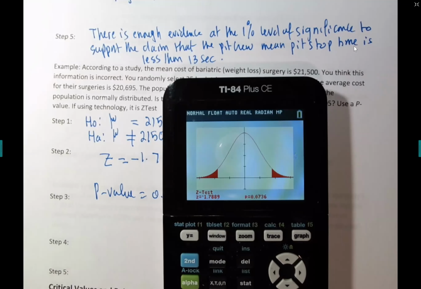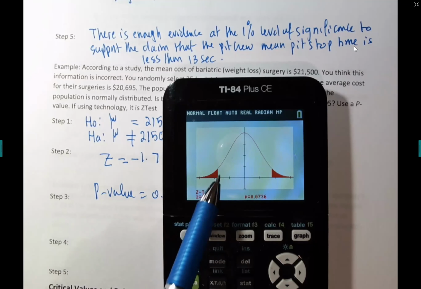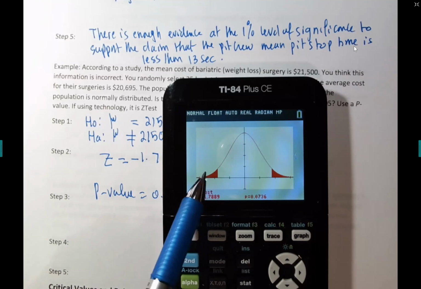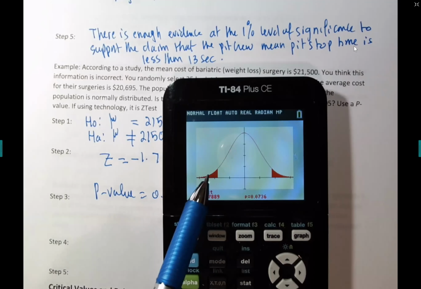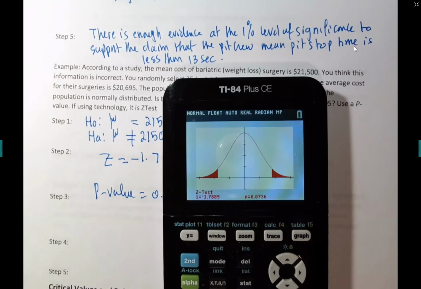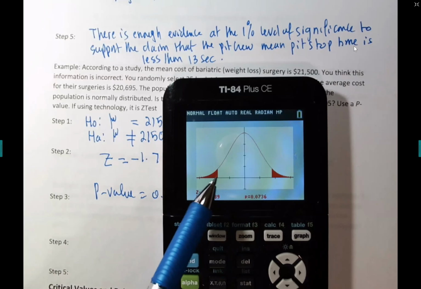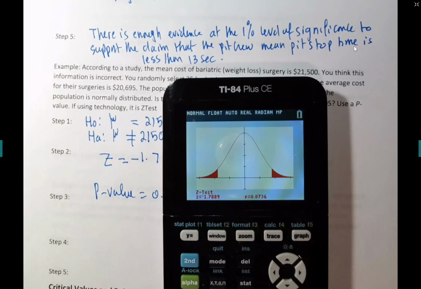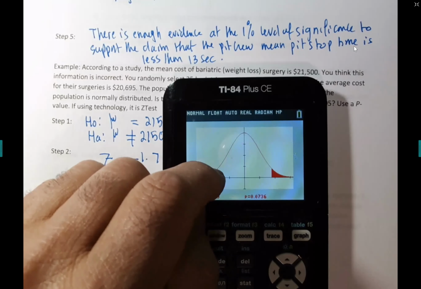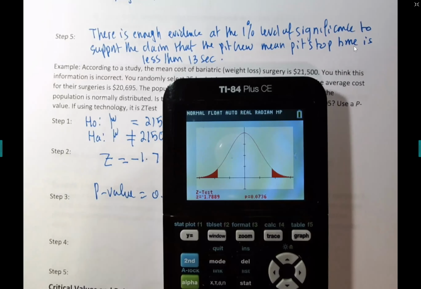Done. If I ask you guys, can you estimate this area alone here? What would you say this area is? No, this area. The red area. Half of the p-value. But you already have the p-value. You have both of them. Half of it, exactly. So this is 0.0736 divided by 2, and this is 0.07.